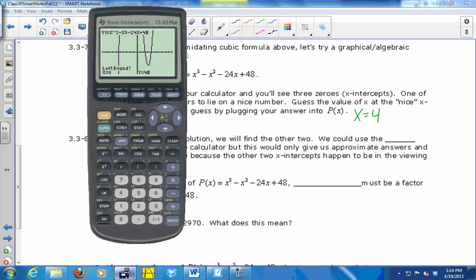To calculate zero, you have to give a left bound and a right bound and a guess.